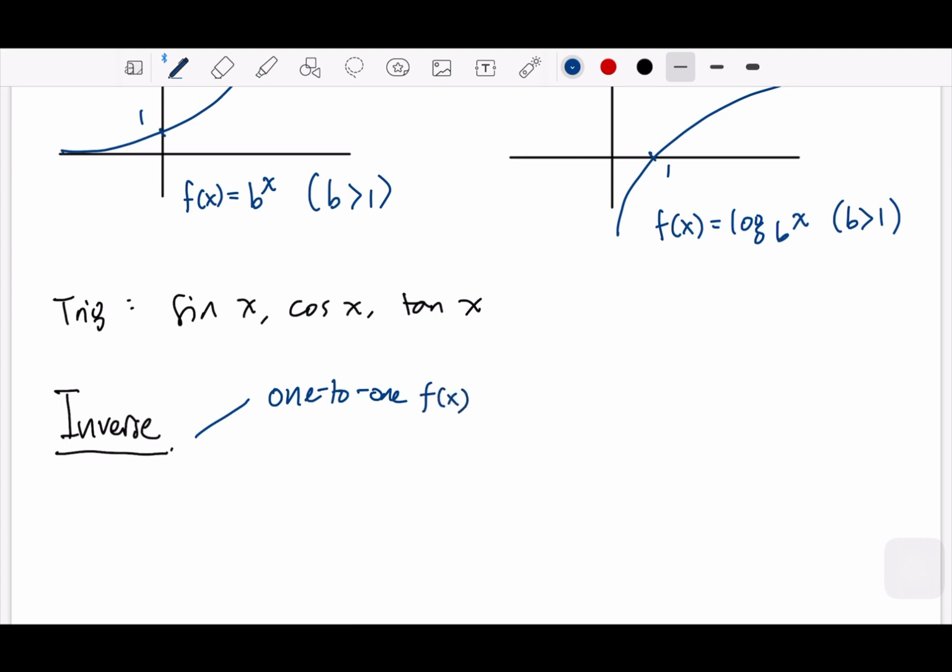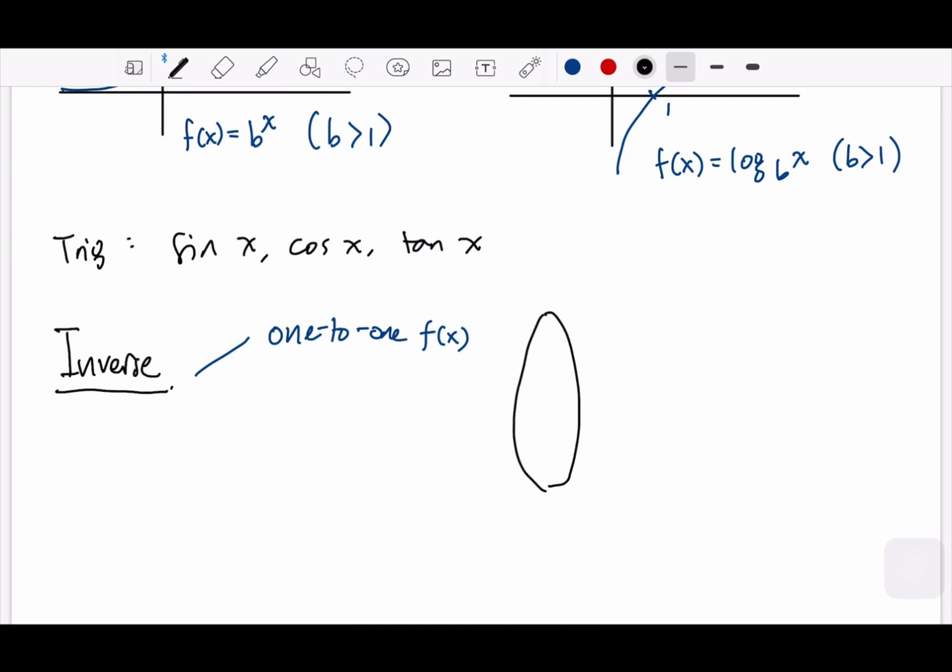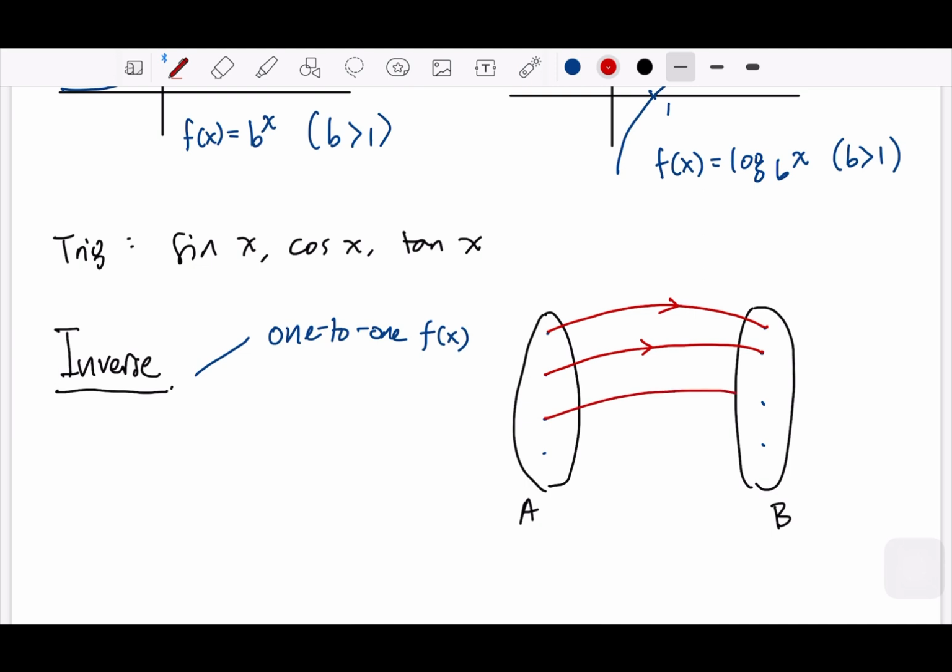Okay. What is one-to-one function indeed? So if we imagine that there are two sets, let's say this is A, this is B, and we put some components inside A and some components inside B, and then we set up some arrows like this to note that this is actually a function. So you set up from domain to range. We mentioned A is domain, B is range.